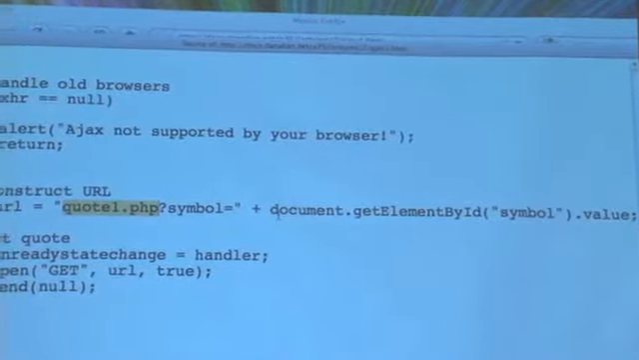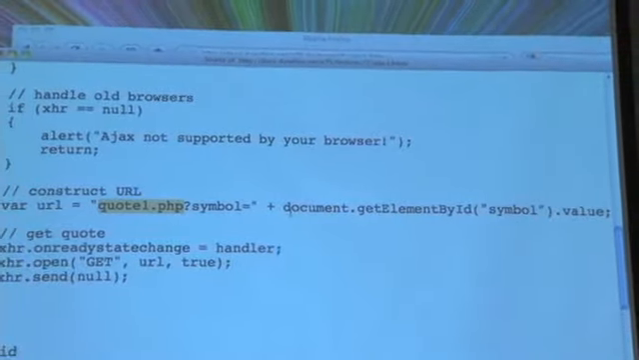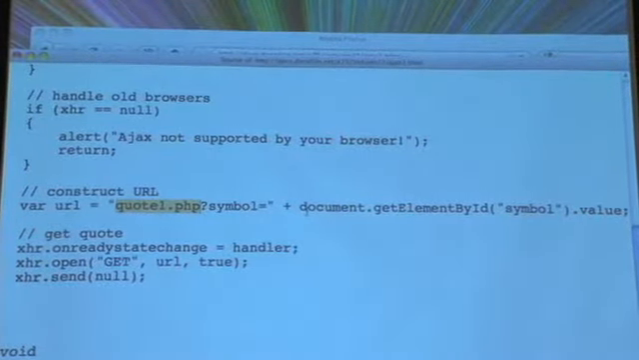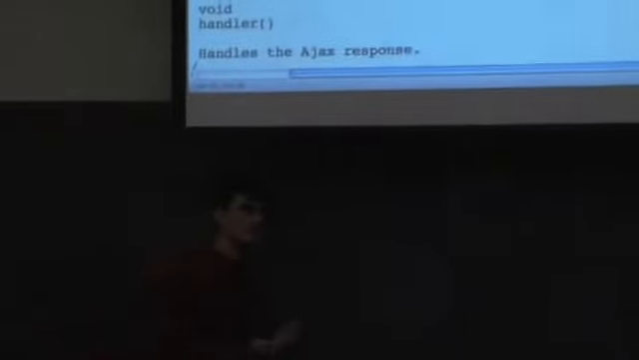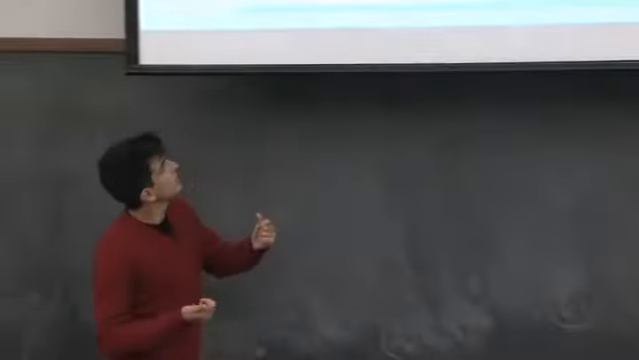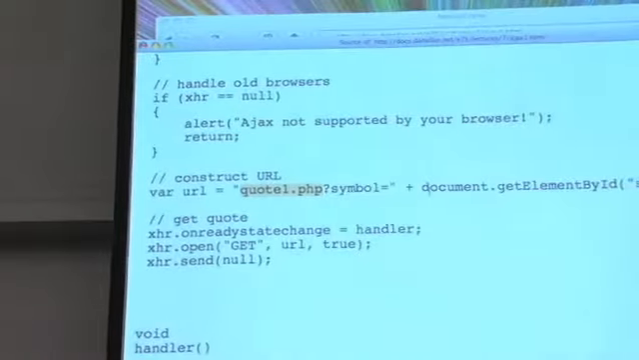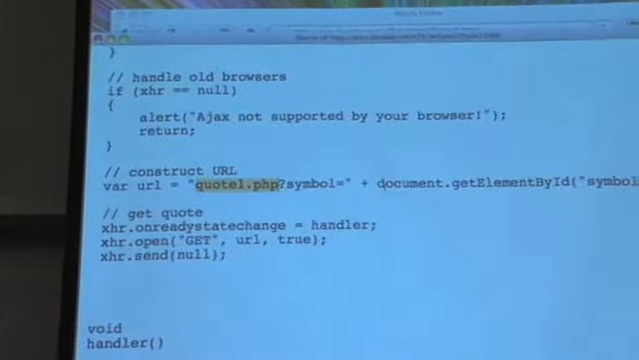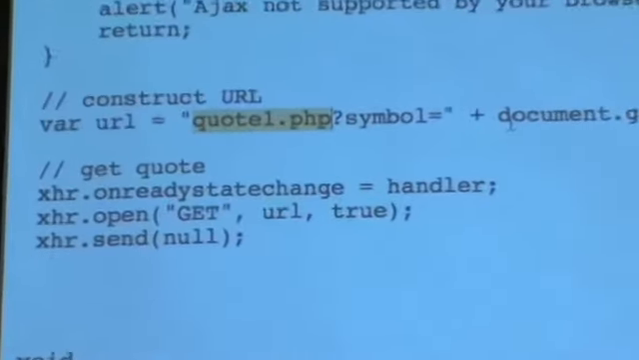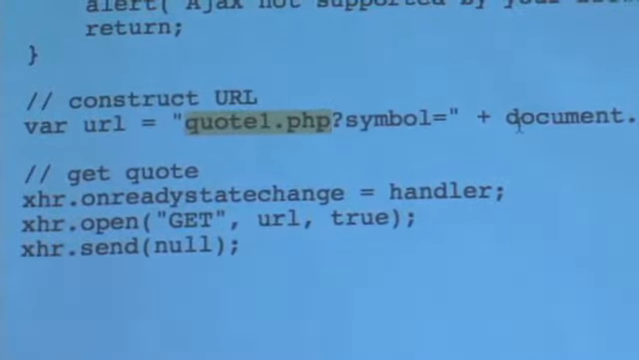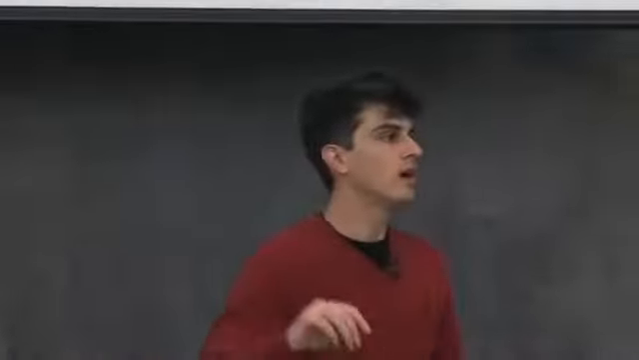Okay, so now we have formed our URL. Now we actually want to get the quote, so we have to open up a connection in the XML HTTP request object. We do xhr.open using GET. We pass it the URL, and true. Generally this last parameter will always be true. This is whether or not you want it to be asynchronous. Unless you have a really good reason that you want it to be synchronous and lose the asynchronicity, you should probably just keep this true almost all the time.